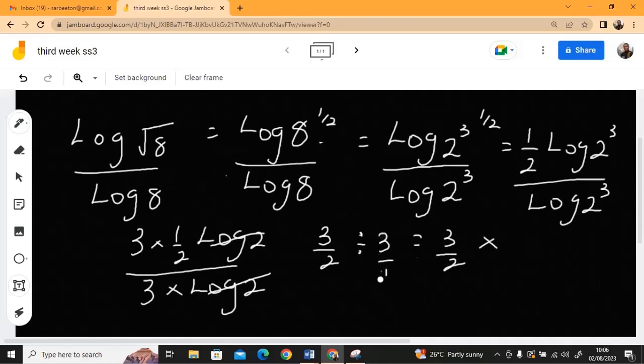This one will come up, this one will come down. That is 1 over 3. 3 here, 1, 3 here, 1. So my answer is what? 1 over 2. You can do the log 8 and log 8, you can divide that also, but this is the best way of doing it to give you a broad mind of how to solve this question. Now let's move on to the next one.